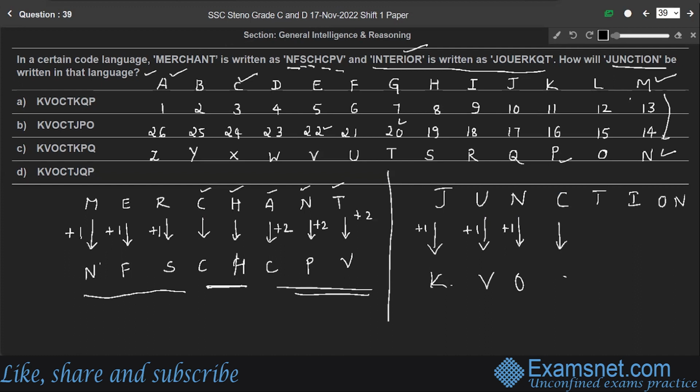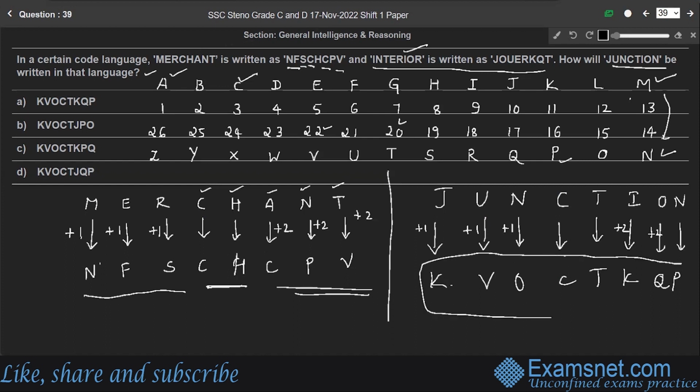And the fourth and fifth letters will be as they are, C and T. And the sixth letter plus 2: I plus 2 is K. O plus 2 is Q, and N is 14 plus 2 is 16, which is P. Therefore, the code for junction is KVOC TKQP. So option A, KVOC TKQP. Option A is the right answer.